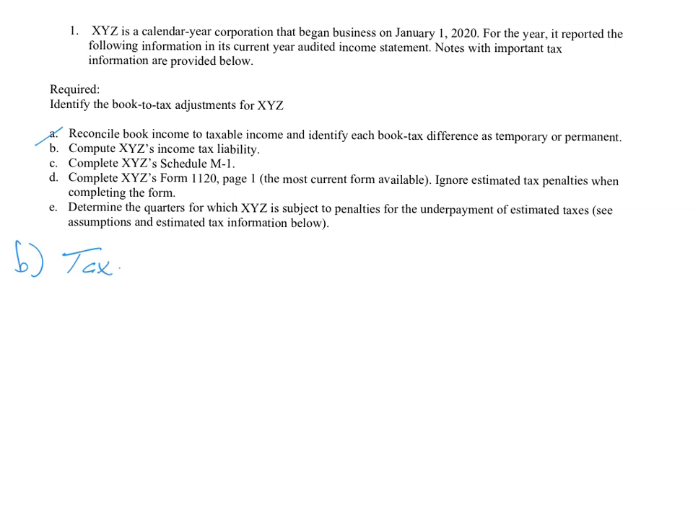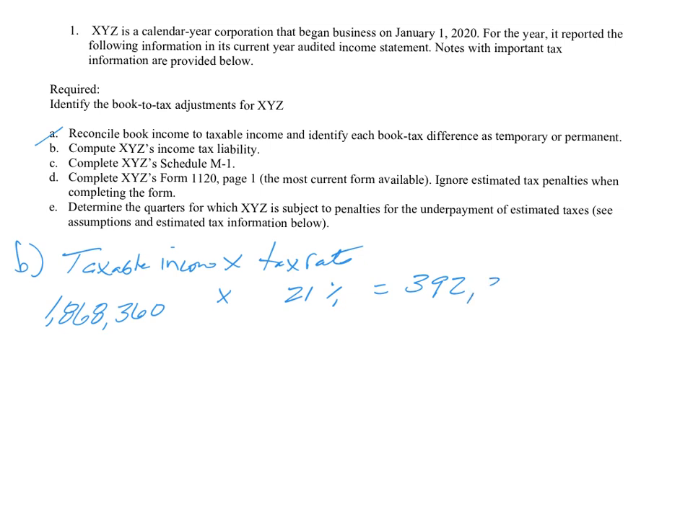So taxable income times our tax rate. And we know our tax rate now at the corporate level is 21%. And if we look back to part A, our bottom line taxable income, and so what that gives us then for a tax liability is $392,356. Okay?